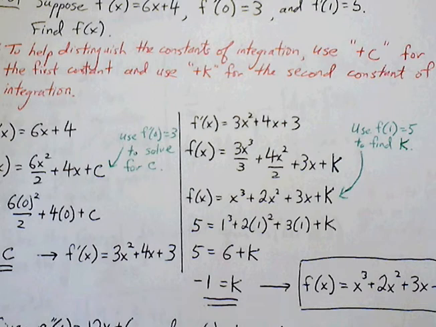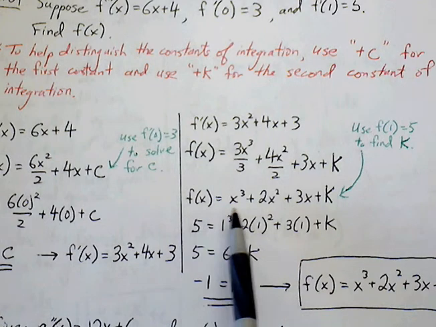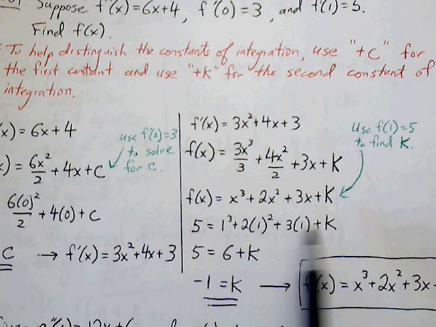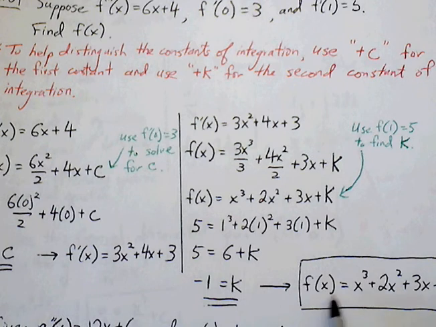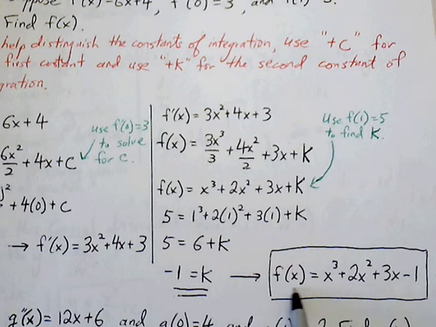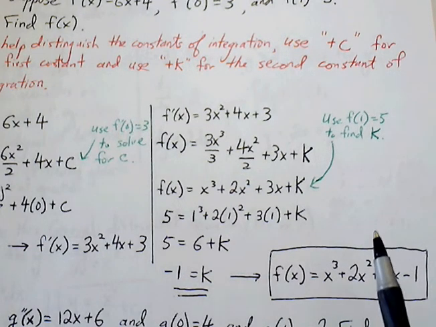Now we're going to use our ordered pair, 1, 5, to find k. So plug 5 in for f of x, plug 1 in for x, and we get 5 is equal to 1 plus 2 plus 3 plus k. So k is simply equal to negative 1. Okay. So now we can replace k with negative 1, and we have our specific solution.